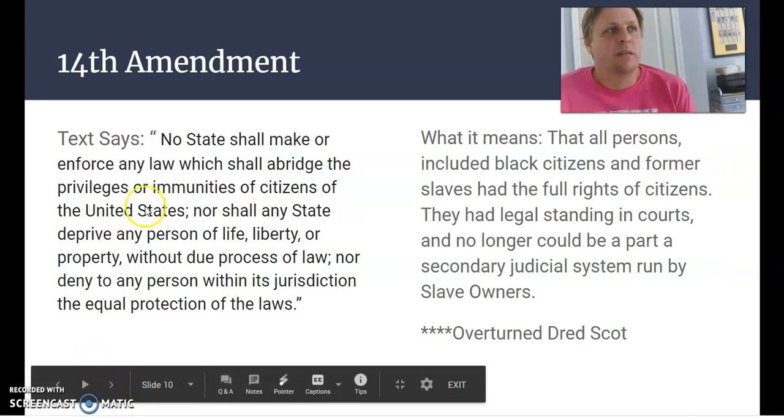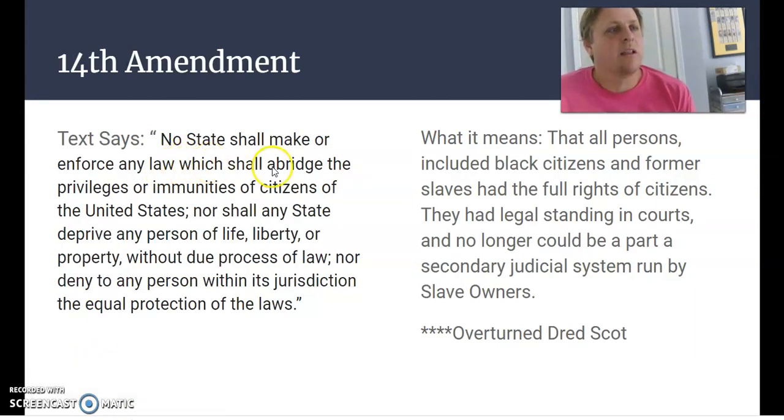The 14th Amendment: no state shall abridge or enforce any law, or shall abridge, which means take away, the privileges or immunity of citizens of the United States, nor shall any state deprive any person of life, liberty, or property without due process of the law. So now they have inherently given people legal rights as a citizen, right? These are the same words of life, liberty, and property, which are in the Constitution. The due process of law in the Constitution.